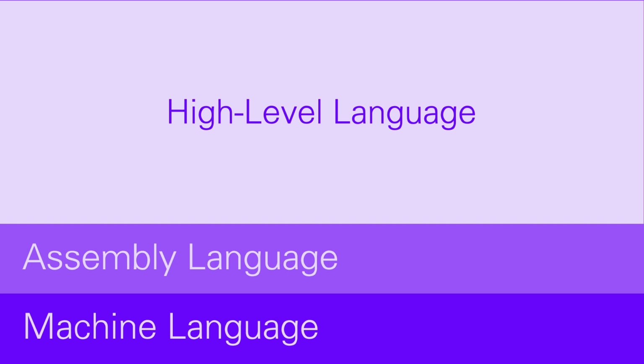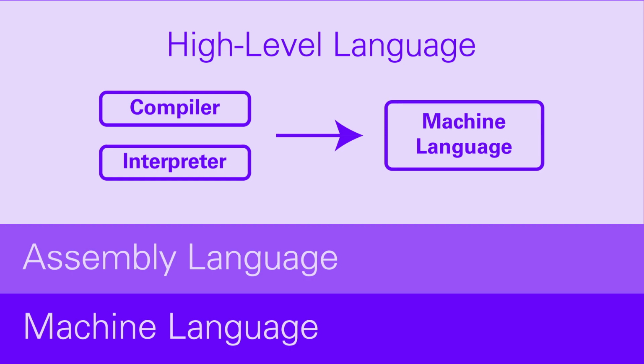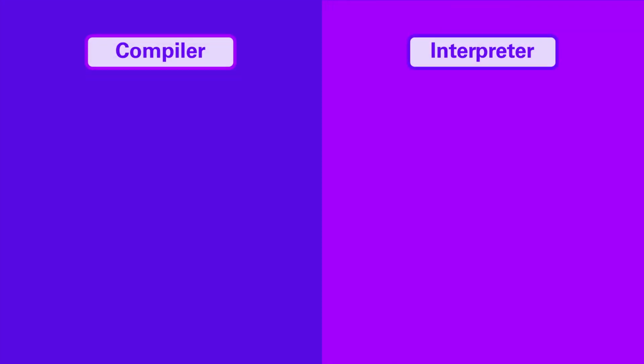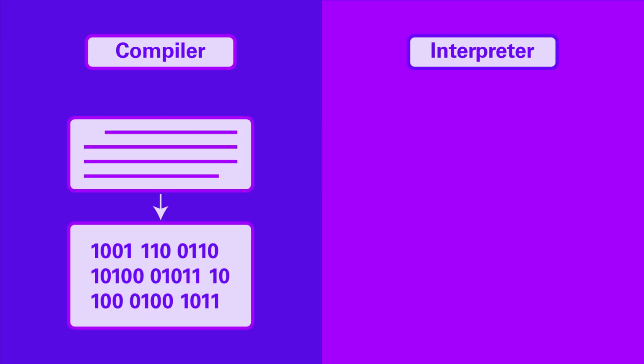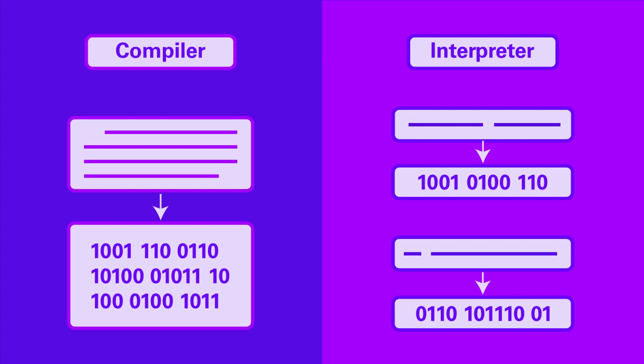High-level languages come with compilers and interpreters. These are used to convert high-level language into machine language. Now let's see the difference between a compiler and an interpreter. A compiler is used to convert high-level language into machine language and execute it all at once, whereas an interpreter is used to convert high-level language into machine language and execute it line by line.